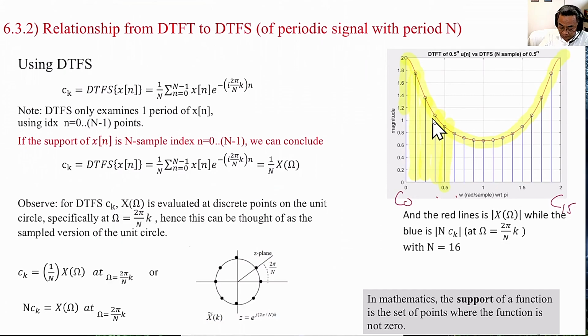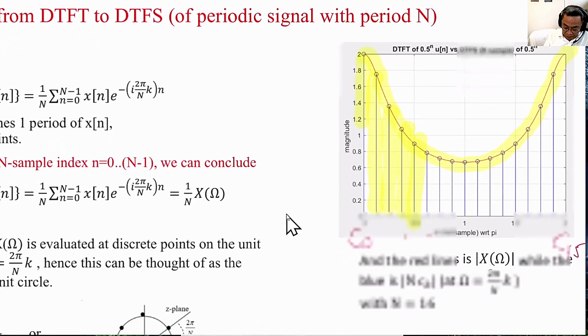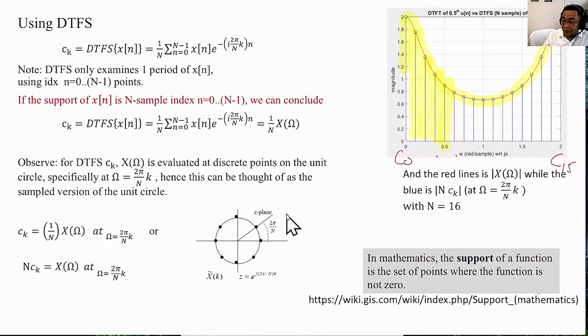And what we observe is that the blue dots are touching almost exactly the red dot. And what it says is that, if you're not very concerned about that very small error, using, in this example, 16 points, the DTFS is enough to approximate the DTFT of the aperiodic sequence.